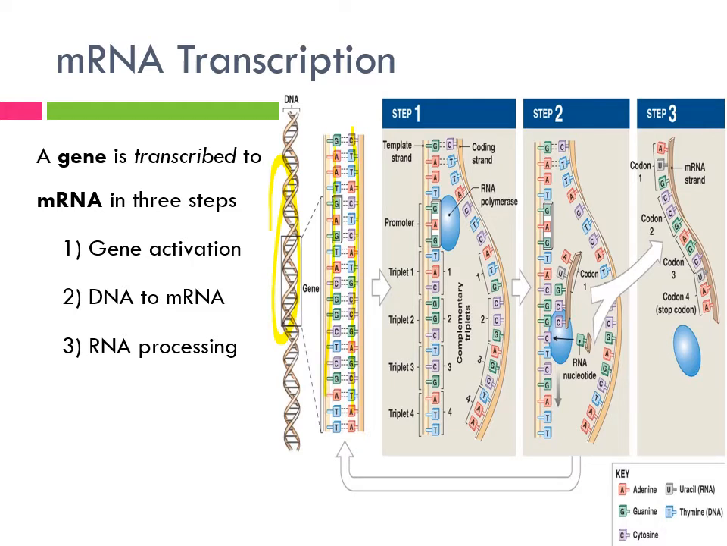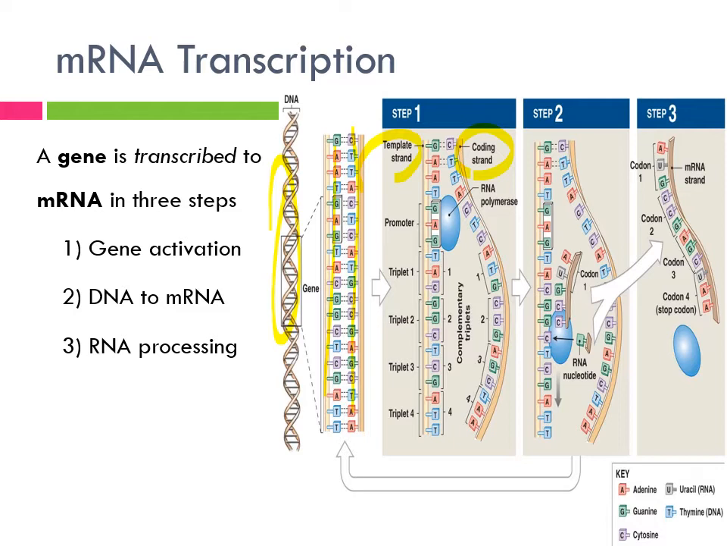So one of them is the template strand. So the template strand is the strand that we're going to copy. And the other one is the coding strand. So the coding strand contains the code, and the template strand contains sort of the opposite of the code, or the mirror image of the code.